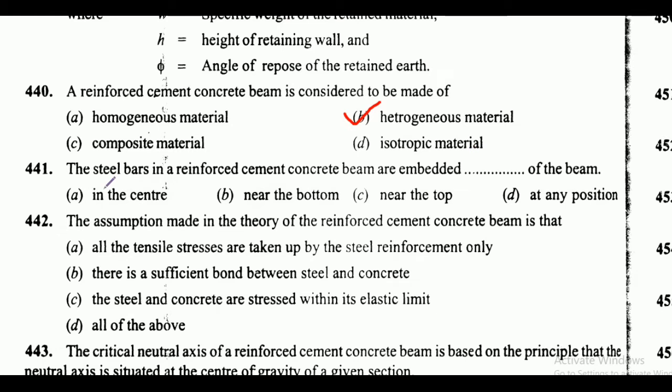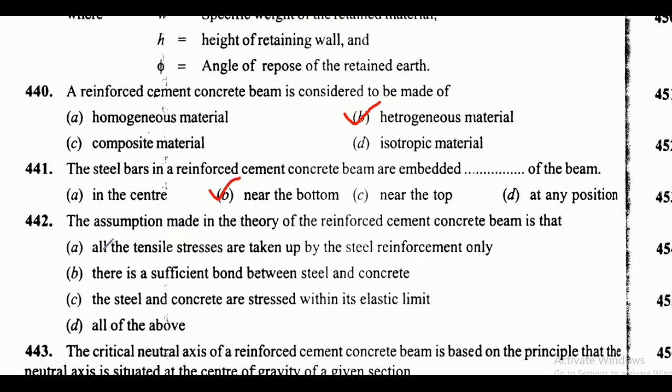Next is the steel bars in a reinforced cement concrete beam are embedded dash of the beam. Options are in the center, near the bottom, near the top, at any position. Here friends, the correct answer for this question is option B, that is near the bottom.